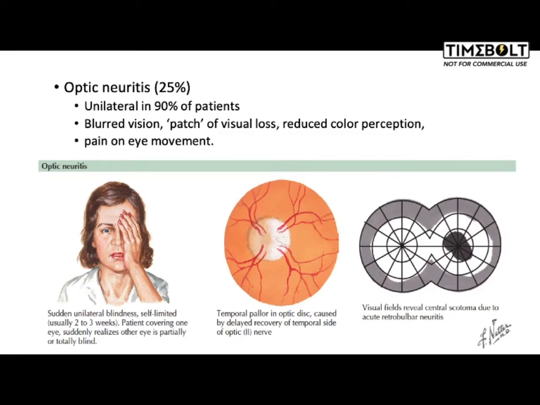While if there is retrobulbar neuritis, the optic nerve is involved behind the eye, then there will be a relative afferent pupillary defect, in which when we move a light source towards the affected eye, instead of constricting, it dilates. It means that the optic nerve is affected on that side.